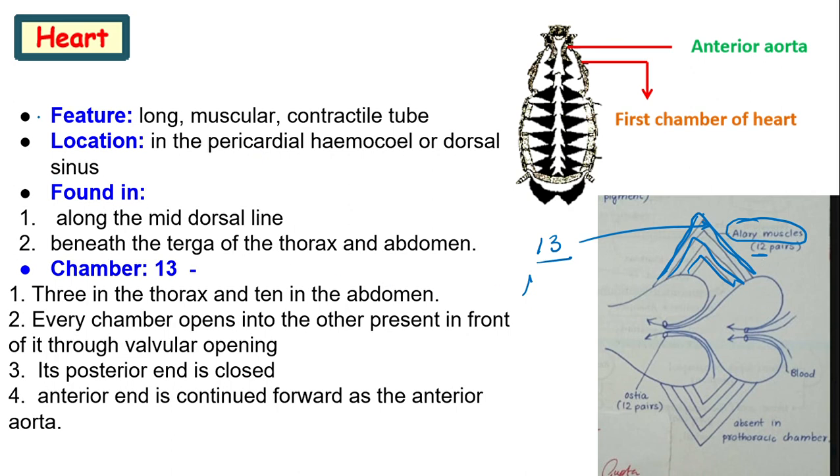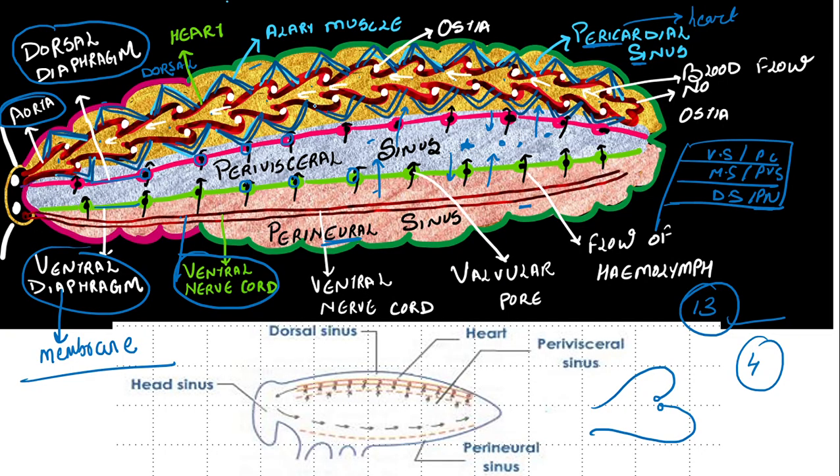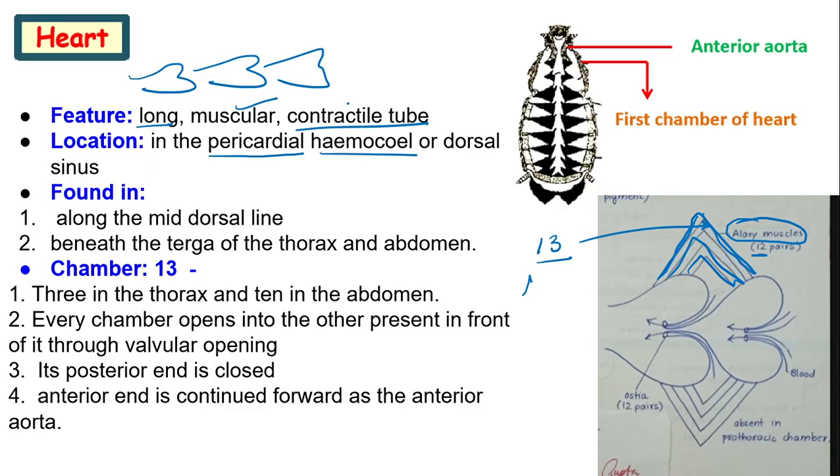Now see here, the heart is a long tube with 13 chambers. It is long, muscular in nature, a contractile tubule, so contraction and relaxation have to be there, otherwise blood pumping won't occur. What is the location? Just now I told you, the pericardial hemocoel, that is nothing but your ventral sinus. Sorry, my bad. It is nothing but your dorsal sinus. Okay.